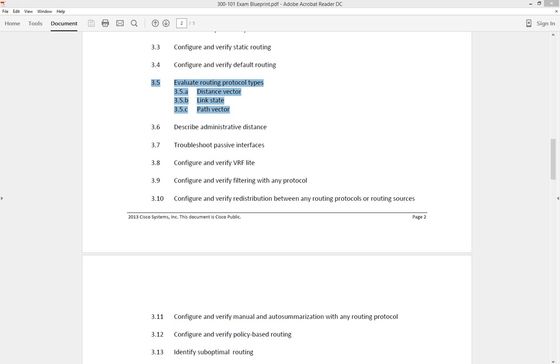So the other one I wanted to cover real quick, since I'm here, is administrative distance. Administrative distance is relatively straightforward to understand. What administrative distance basically means is how believable the route is.